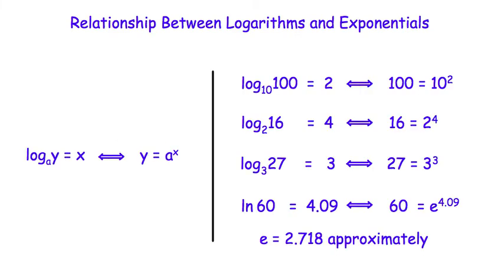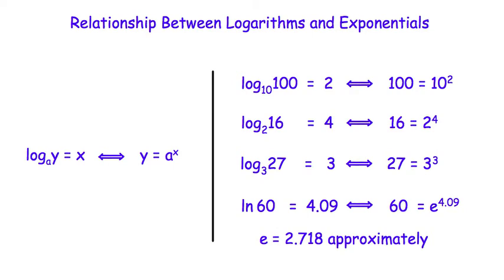Log 100 to the base 10 is 2 is equivalent to saying 100 is 10 squared. So what we're saying here is that log 100 equals 2 means that 10 must be raised to the power 2 to give you 100. Look at the second one. Log 16 to the base 2. 16 is 2 to the power 4. So the power to which 2 must be raised to give you 16 is 4. And that's why log 16 to the base 2 is 4.